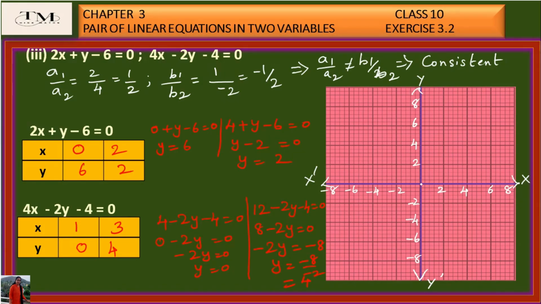Okay, so the first value is 0, 6. So x is equal to 0 is here, 0, 6 will be here. Next is 2, 2. So 2, 2 will be here. Joining the lines, we get this. You take a scale and join so that you get the solution perfectly.